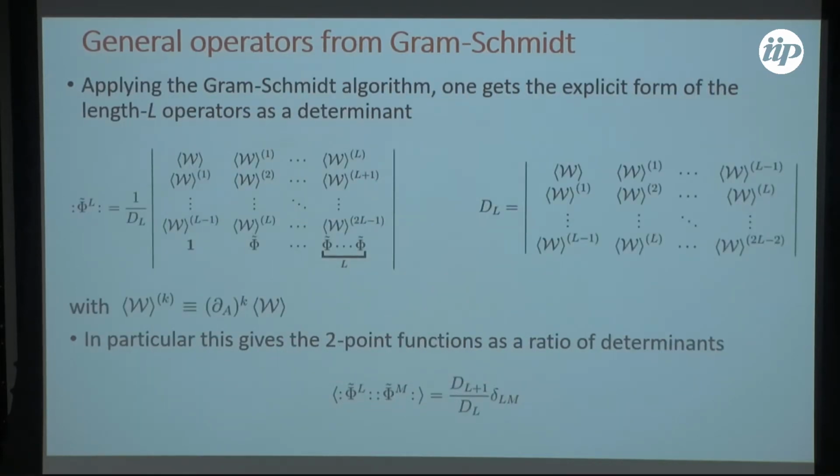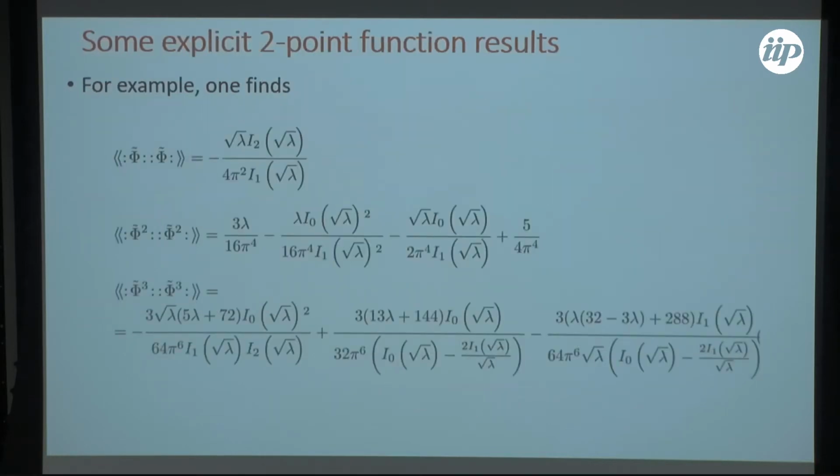Okay. So, but now staying at the planar level, the result is relatively simple. It looks a little bit complicated, but what this Gram-Schmidt procedure gives you is just an explicit expression for what these normal ordered operators are in terms of derivatives of Wilson loops with respect to area. So this is just a determinant. D_L is the determinant of this matrix. W is the expectation value, and this number just means how many area derivatives you take. Okay. So for example, the 2-point function is given just by a ratio of determinants of this kind. You can get an explicit expression for any of these correlation functions.